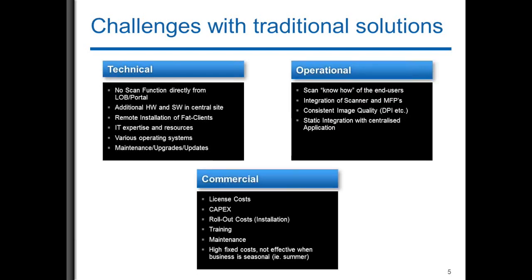If we extend this to other traditional solutions, we see three big points that always come back: a technical, an operational, and a commercial. Let's have a look at the technical part. What the end user wants is to be able to scan directly from the line of business or from their portal. In this case, somebody goes to the insurance company's portal, logs in, has a scan button, scans in the document, gets a notification, and everything is done. Then the BPO would take care of the treatment of the document and offer extra services.